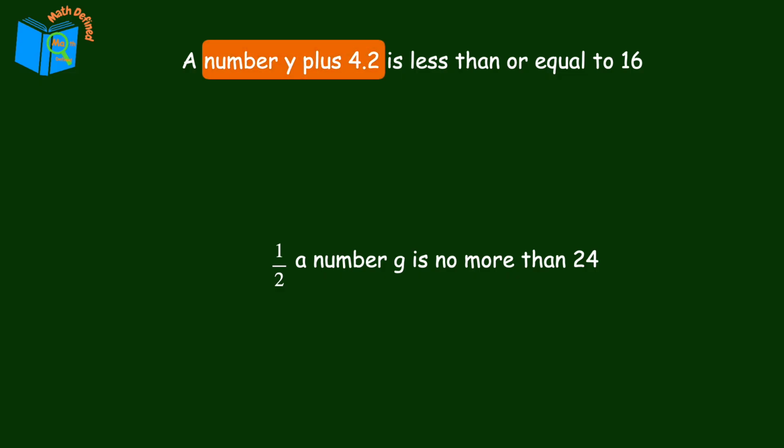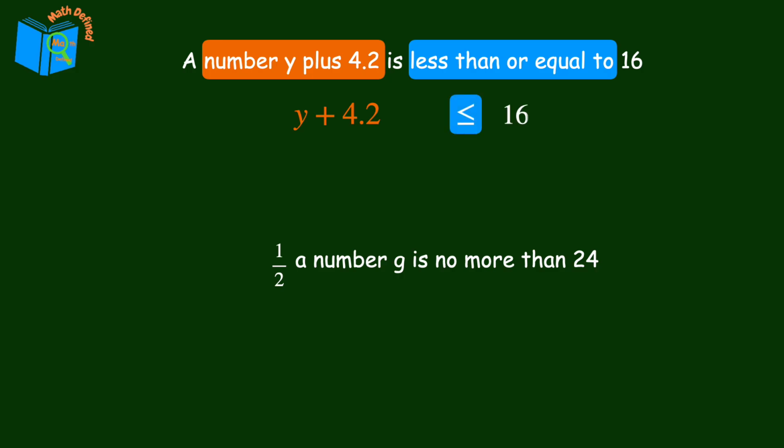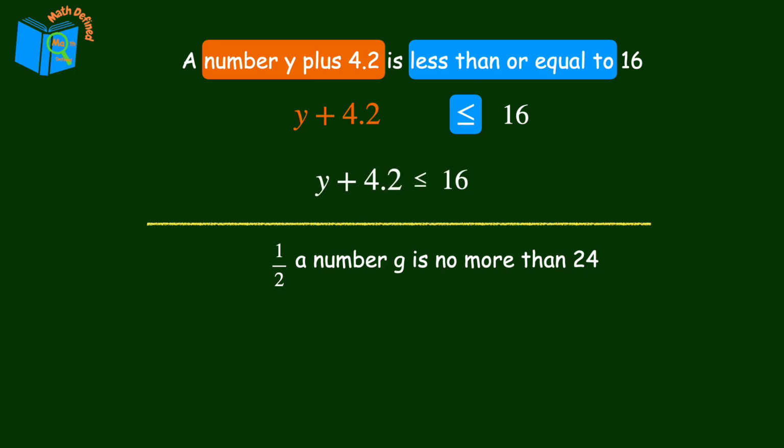The phrase, a number y plus 4.2 translates to y plus 4.2. The phrase, is less than or equal to 16, is pretty straightforward. We will use the less than or equal to inequality symbol. Putting it all together, we have y plus 4.2 is less than or equal to 16. See how the wording shapes the inequality?